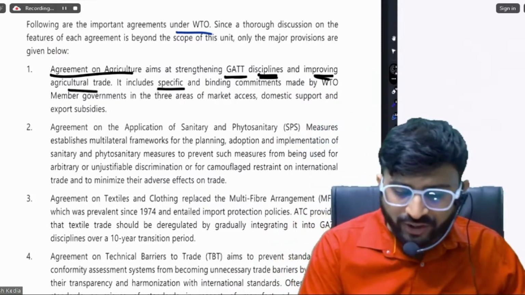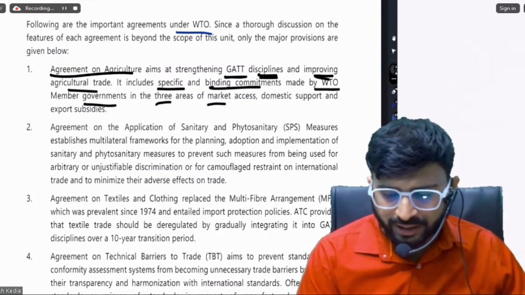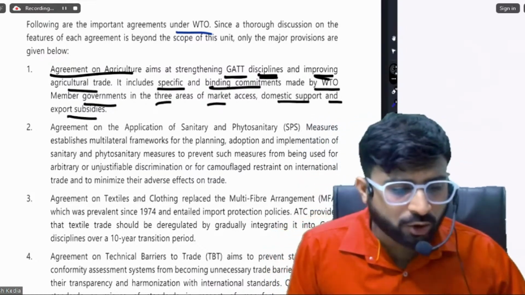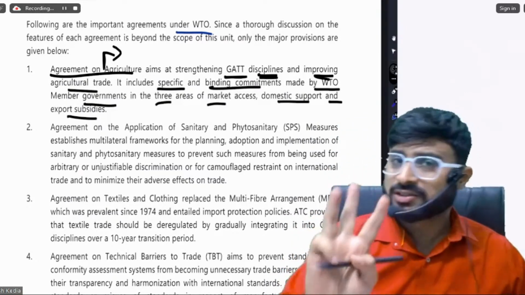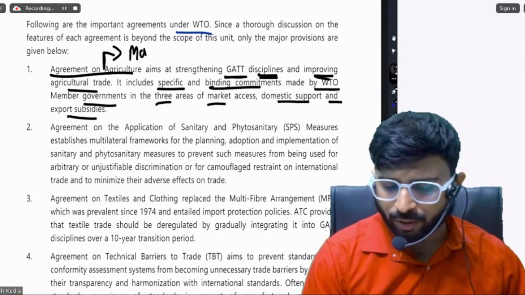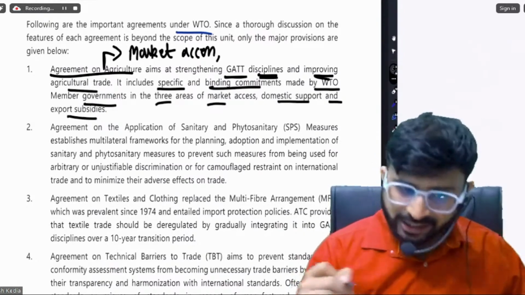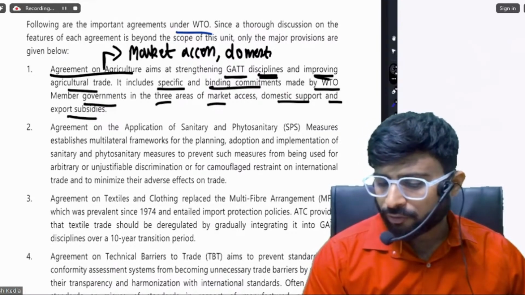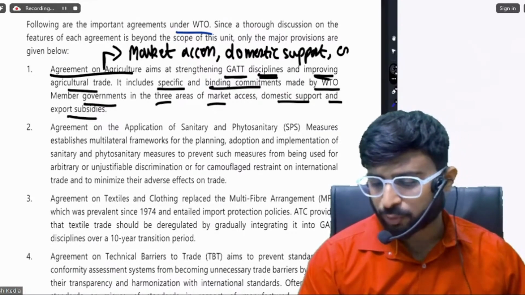It includes specific and binding commitments made by WTO members in 3 areas of market access, domestic support, and export subsidies. So, agreement on agriculture talks about 3 important things. Remember, 3 important things, very important for MCQ. Market access, that is, the foreign companies can sell in our market. There should be domestic support for the products, and there should be export subsidy.